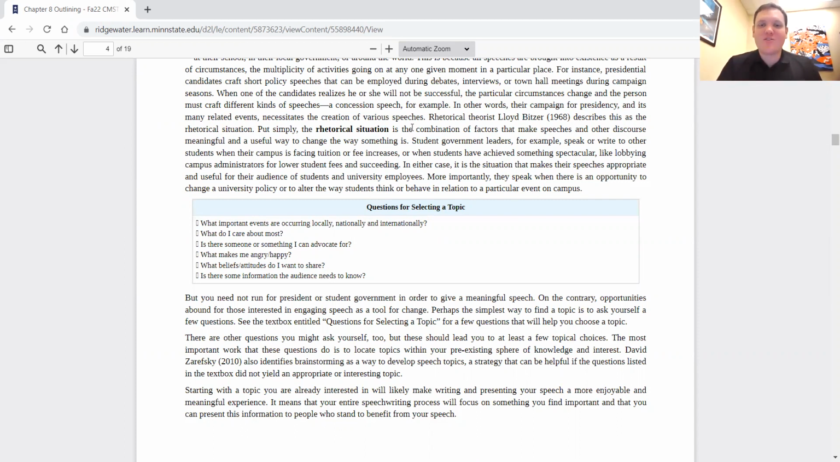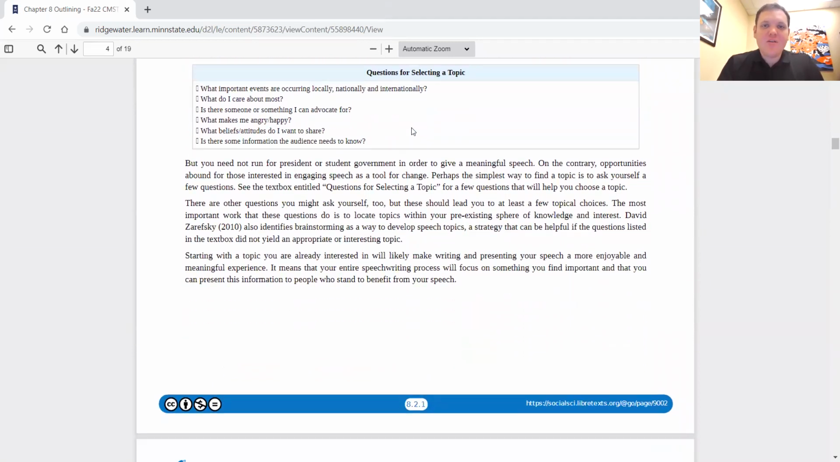And how these different factors combine is something to take into consideration. So here are some questions they give for selecting a topic. Thinking about important events, you can ask, what do you care about the most? What do I want to talk about? What's something that I want to advocate for? What things make me angry or make me happy? Again, feeding into those emotions.